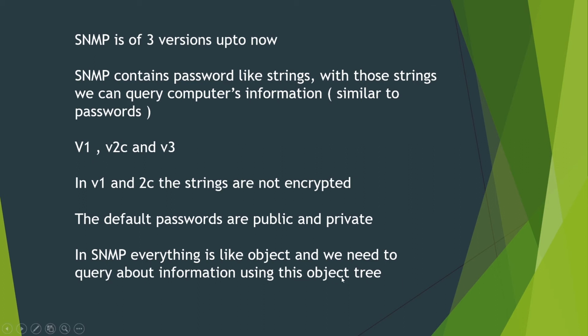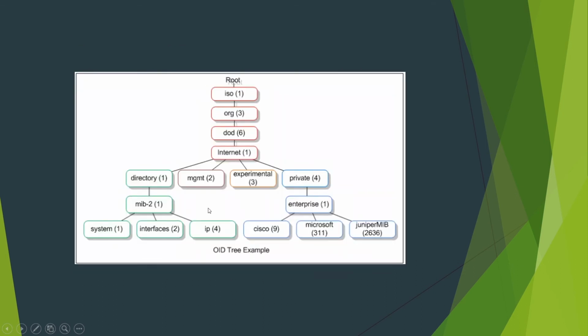So this object-like structure is called the object tree, and it is represented by this one. This is the sample image, and the first one is root, then ISO, org, DOD, internet, and from here onwards the branching goes on: directory, management, experimental, private. One of the pieces of information you can see is IP, interfaces, system. So if you want to access the system's information, you need to use tools like snmpget, or you can write a simple Python program.